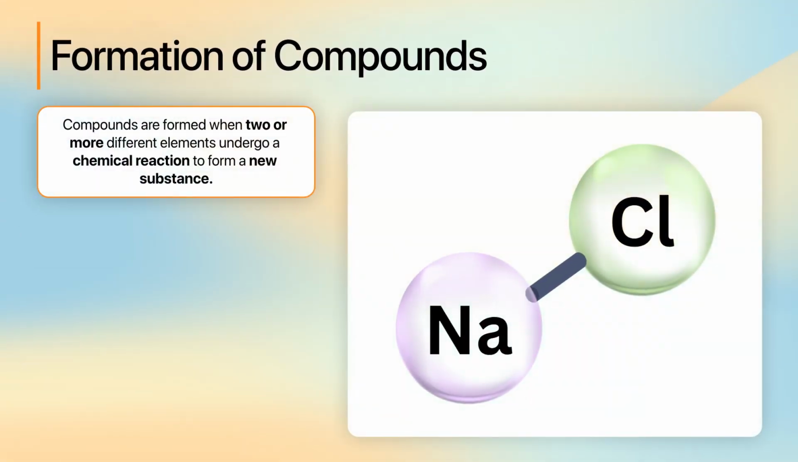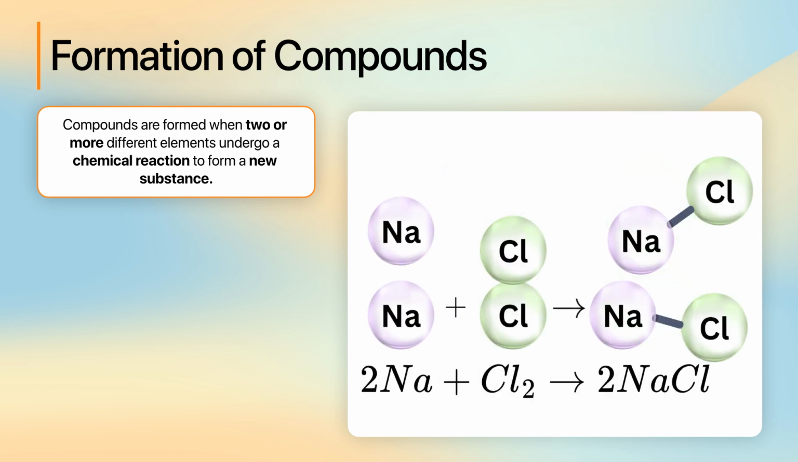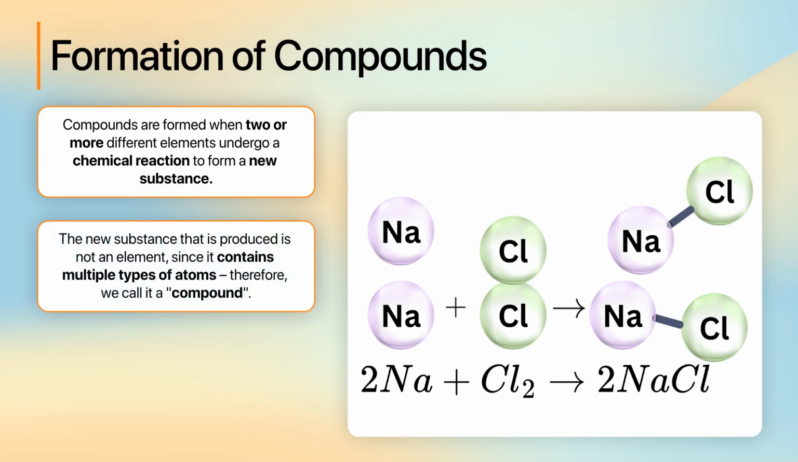Next, we move to compounds. Compounds are formed when two or more different elements undergo a chemical reaction to form a new substance. In this instance, we have sodium and chlorine atoms which undergo a chemical reaction. These two elements react, which involves the rearrangement of atoms to form sodium chloride. Importantly, the new substance that is produced is not an element, since it contains multiple types of atoms. In this chemical reaction, we have two different types of atoms. Therefore, we call sodium chloride a compound.